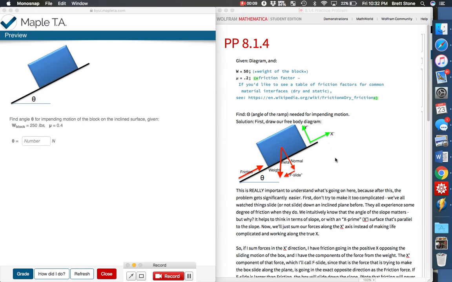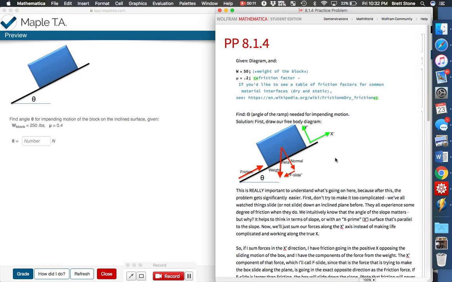I've posted this Mathematica notebook to the discussion board for Unit 8. And I personally really like friction and this whole unit. I think it's a pretty interesting and fun concept to get to work with.